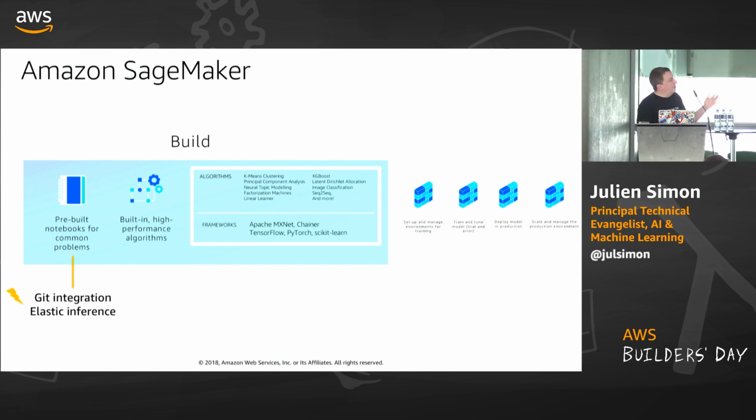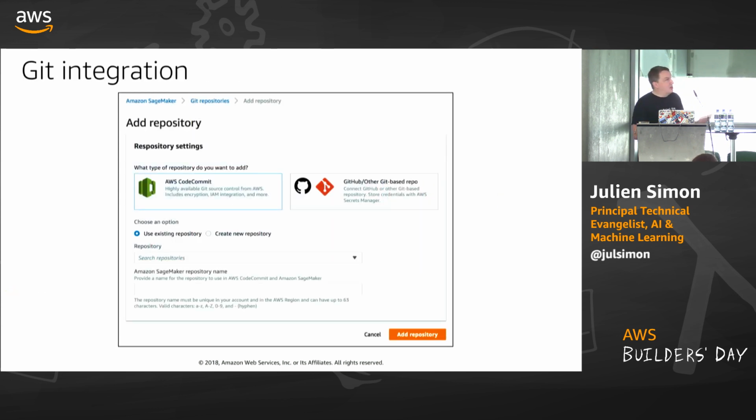So some new features that we added at re:Invent are, I guess, productivity features like Git integration. So now you can add your favorite repositories to SageMaker, and elastic inference, which I explained this morning, the ability to attach acceleration to a notebook instance and to any EC2 instance. Okay, so Git integration is what you would expect. You can either use CodeCommit or internal Git service, or you can connect to GitHub, GitLab, etc.